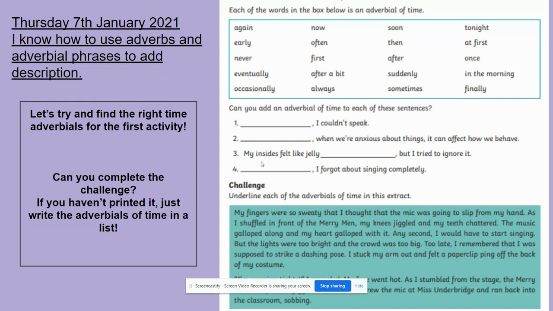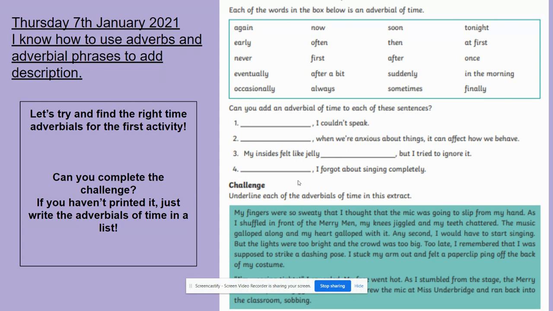And you've got 4 sentences here. What we'd like you to do is see if you can pick one of these adverbials of time and include it in these blank spaces. Make sure that the whole sentence makes sense. Don't randomly pick one and just plonk it in because you want to get the task done quickly. It's got to make sense.